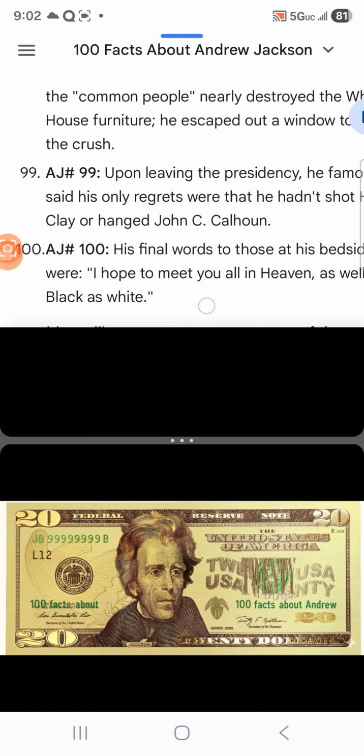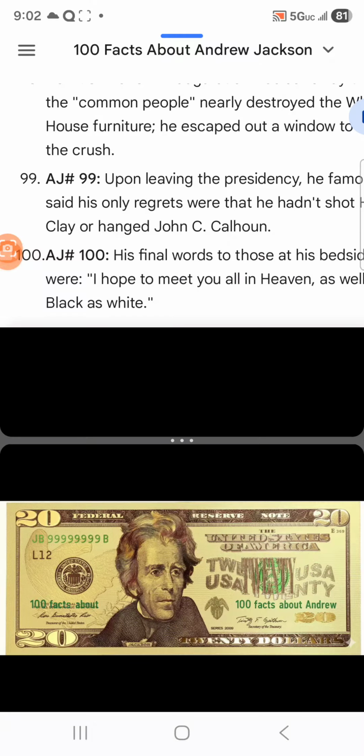100. AJ number 100. His final words to those at his bedside were, "I hope to meet you all in heaven, as well black as white." Would you like me to create a summary?